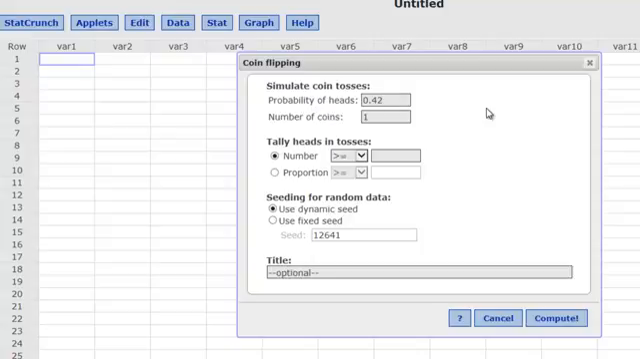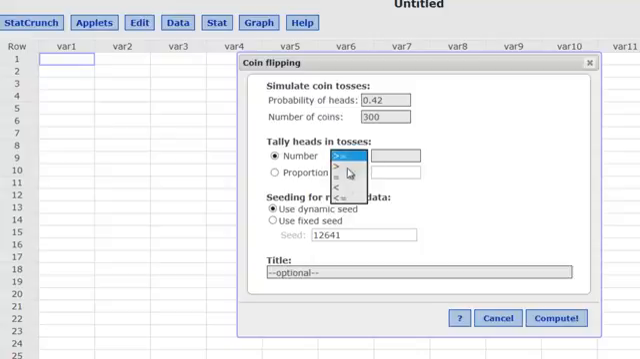Meaning, I'm going to flip a coin. If it comes up heads, that's a person that's a Republican. If it comes up tails, that's a person that's not a Republican. And I'm going to do this 300 times. So notice, I'm assuming the proportion of Republicans is 0.42 because I'm noting that the probability of heads is 0.42. And I'm going to flip 300 coins.